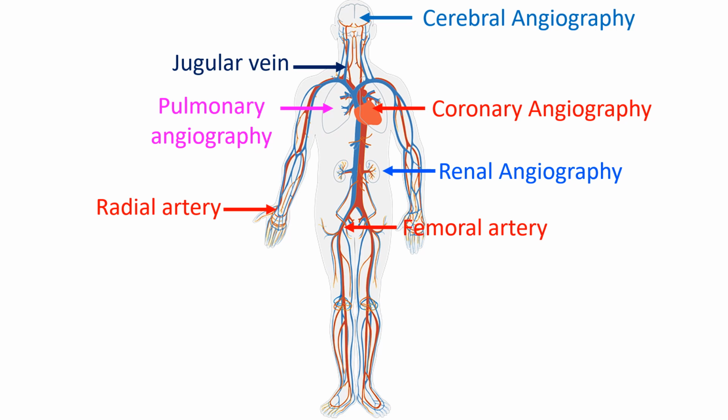Pulmonary angiography is done by accessing the femoral vein at the groin. It can also be achieved by a jugular puncture at the root of the neck, entering the veins which drain deoxygenated blood from the head and neck.